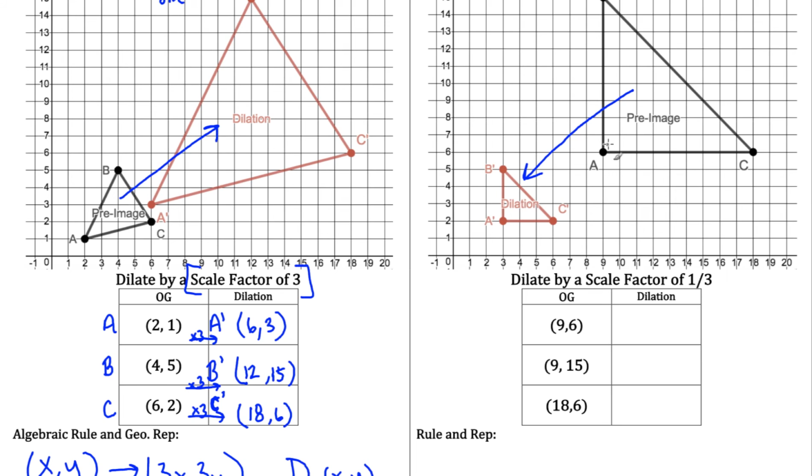So I believe I did these the same way. Yeah, so A, B, C. This will be A prime, B prime, C prime. And multiply here. Well, let's see what it is first. So A was 9, 6, and A prime is 3, 2. But it tells us our scale factor is 1/3, right? So 9 times 1/3, or 1/3 of 9, is 3. 6 times 1/3, or 1/3 of 6, is 2. Okay, so that's not too bad. So this is times 1/3.